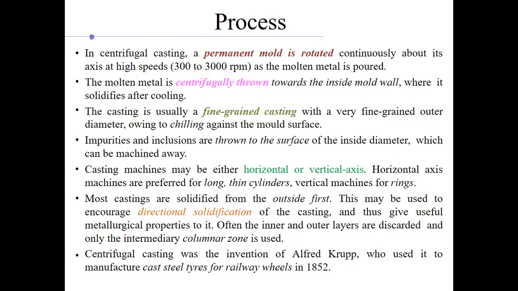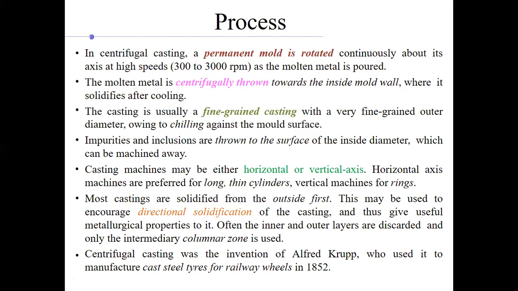Most castings solidify from the outside first, as I have told you, because of the atmospheric air in contact with the mold. This is used to encourage directional solidification, right? We have discussed what directional solidification is: you are trying to manipulate the direction of solidification. It should start solidifying from this point and proceed all the way either inside or outside. So you are manipulating the solidification direction, and that is what is achieved, and thus it gives useful metallurgical properties.